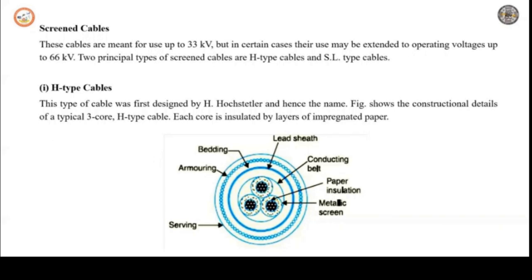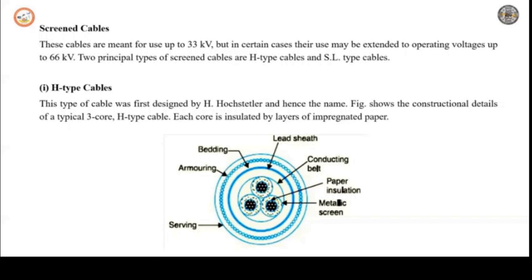Then there is the lead sheath. The conducting belt is in electrical contact with the metallic screen and lead sheath. After the lead sheath, there are layers of bedding, armoring, and serving. The metallic screen helps to completely impregnate the cable, which avoids the possibility of formation of voids and spaces.